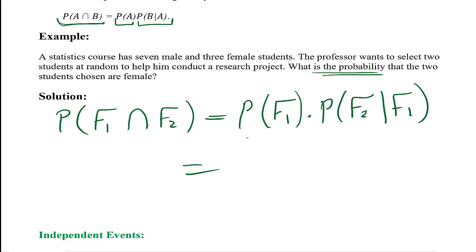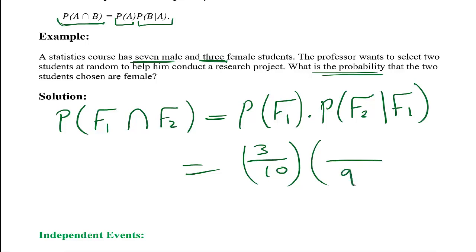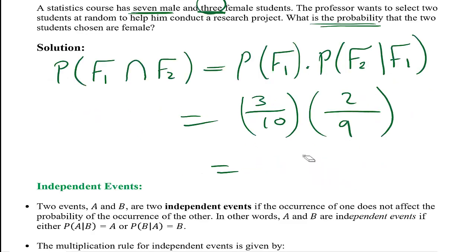So the probability that the first one is female is 3 out of 10, multiplied by the probability that the second one is female, given that the first one is female. We have already chosen the first student, so now the total number of students is 9, not 10. So now the probability that the second one is female is not 3, but 2 divided by 9. The answer is 1 over 15.